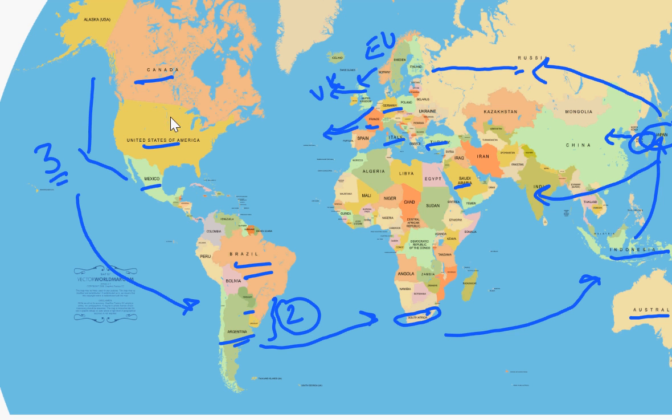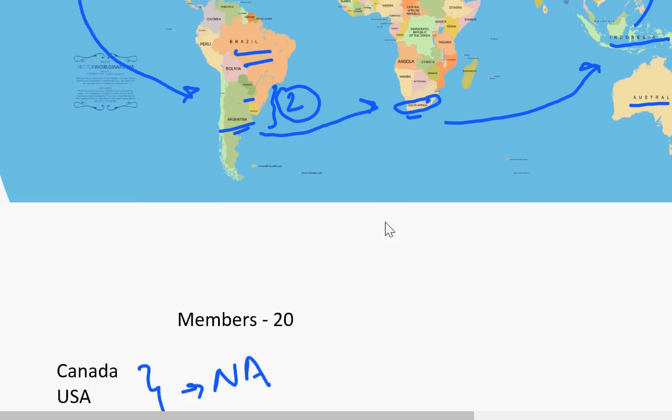I will again revise it. Three countries: Canada, USA, Mexico. Then two countries: Brazil, Argentina in South America. Then South Africa. Then Australia, Indonesia, Japan, South Korea, Russia, India, China will be there. Then EU countries: UK, France, Germany, Italy, and Turkey, Saudi Arabia. In this way, you can remember the name of G20 countries.